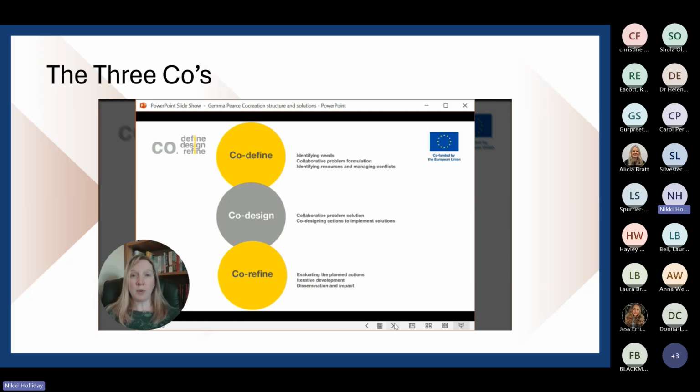And then the co-refine process is looking at what has been created. So if there's been a prototype or an idea that's been put together, and then thinking about that iterative development further, and then thinking about how to disseminate and create impact in a sustainable way long term.